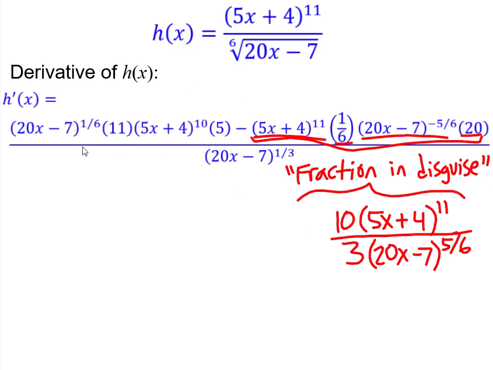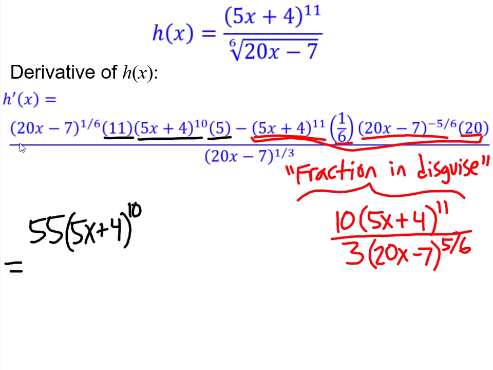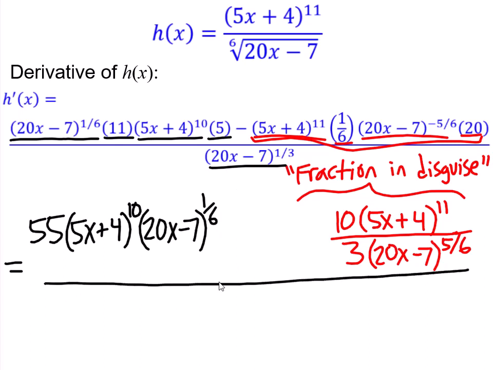Let's turn our attention to the first term up there in the numerator. I'll simplify it slightly. 5 times 11 gives us 55. I'm going to write this factor next, 5x plus 4 to the 10th, followed by this one. It's all multiplication here, so the order in which you multiply these is not crucial, although I have my preferences, and you'll probably develop your own preferences as well. And all of that is over this denominator of 20x minus 7 to the 1/3 power. Oops, there's an x in there.